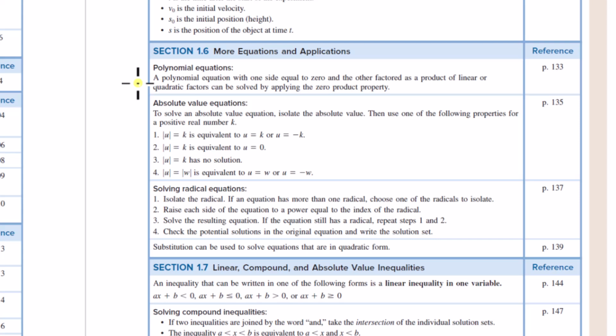So the way you categorize a polynomial equation is that it's a polynomial equation that isn't linear or quadratic, because linear and quadratic equations are polynomial equations. So if the degree of some term is 3 or higher, then you call it a polynomial equation.